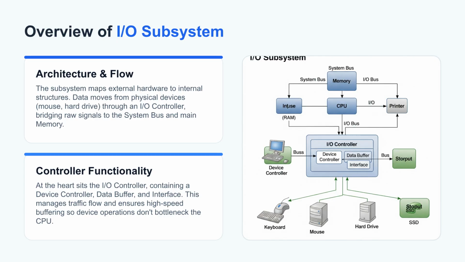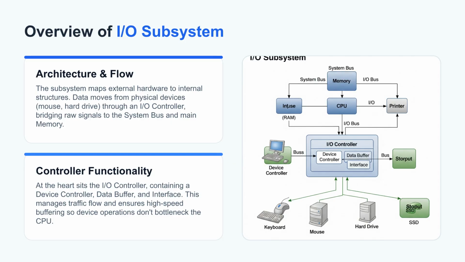Looking deeper into the subsystem architecture and data flow, we see how external hardware maps directly into internal processor structures. Data generated by physical input devices like a mouse or retrieved from a storage drive moves through an intermediate hardware component called an I/O controller. This controller bridges raw external electrical signals with the internal system bus and main RAM.